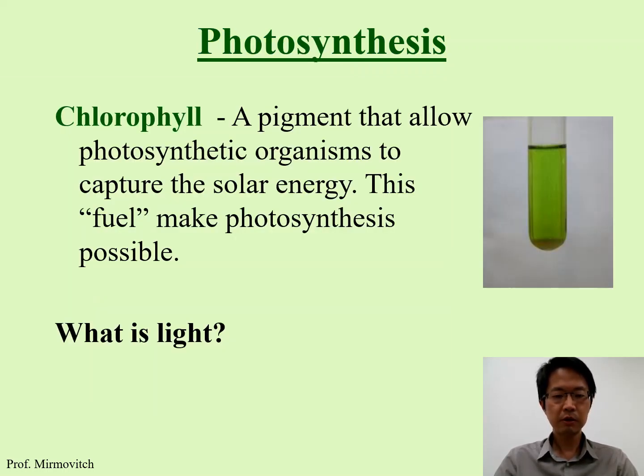So let's talk about chlorophyll. Chlorophyll is a pigment that allows plants to capture solar energy, and this makes photosynthesis possible. So what is light? So what happens in chlorophyll? Why does it look green?